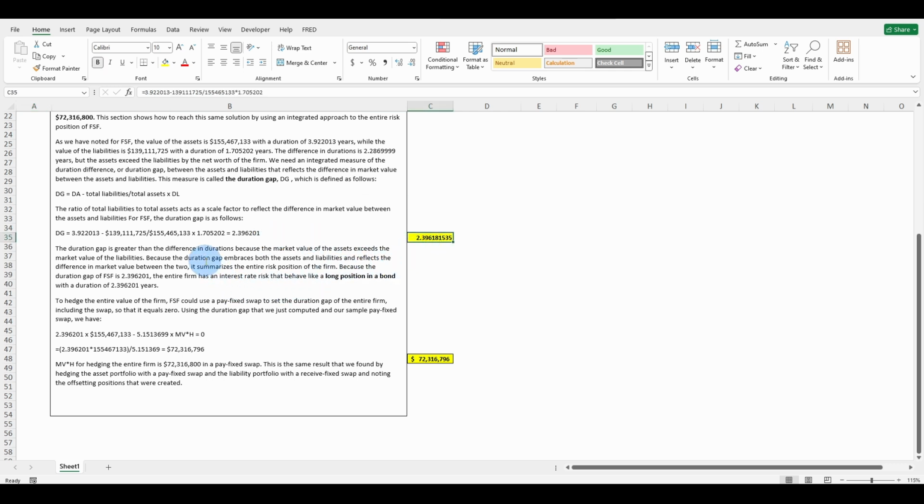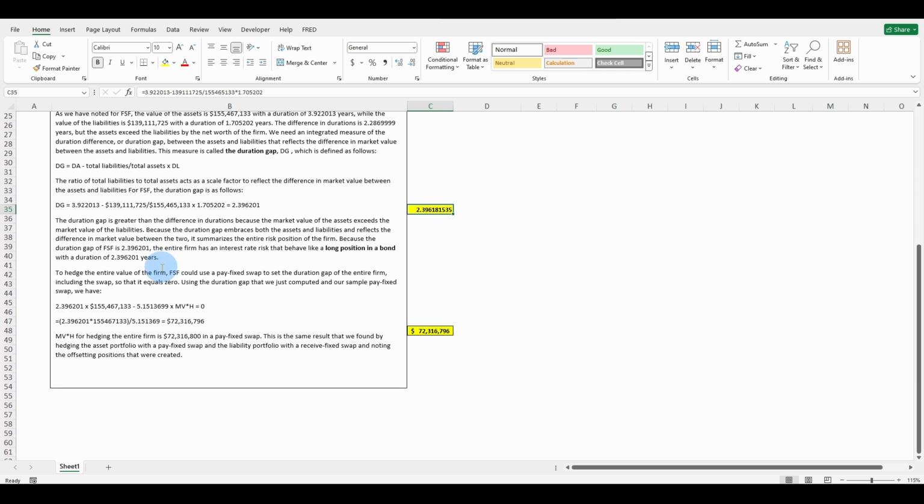The duration gap is greater than the difference in durations because the market value of the asset exceeds the market value of the liabilities. Because the duration gap embraces both the assets and liabilities and reflects the difference in market value between the two, it summarizes the entire risk position of the firm. Because the duration gap of FSF is 2.39, the entire firm has an interest rate risk that behaves like a long position in a bond with a duration of 2.39 years.